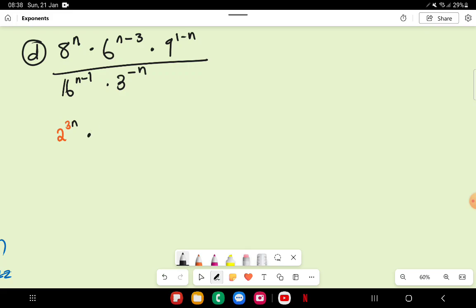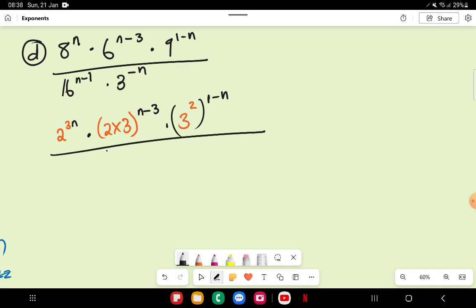Multiplied by, this one is going to be 2 times 3 to the n minus 3, multiplied by 3 squared to the 1 minus n, over 16, which is going to be 2 to the power of 4, to the n minus 1, times 3 to the 3 minus n. So we did prime bases.